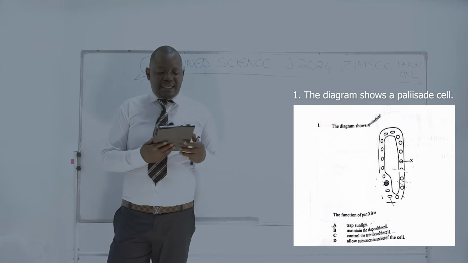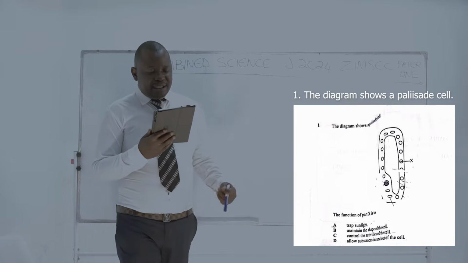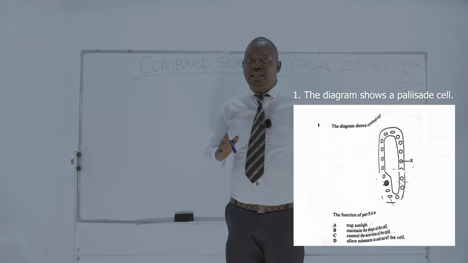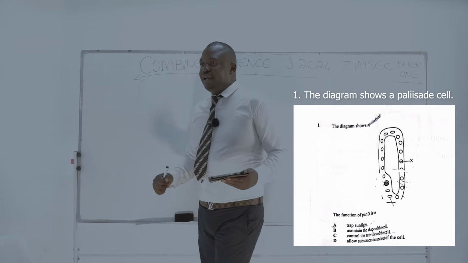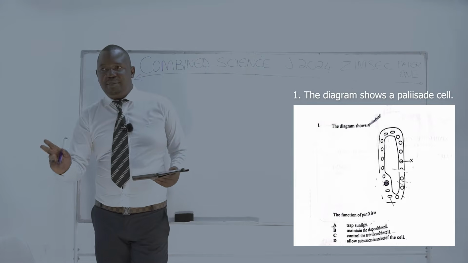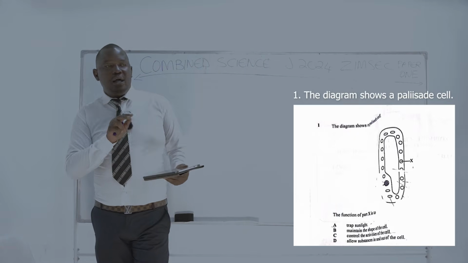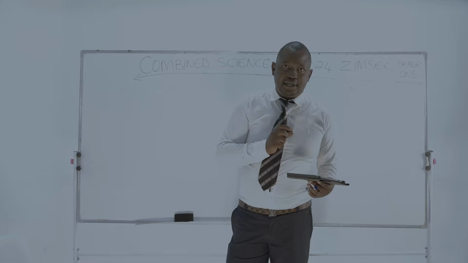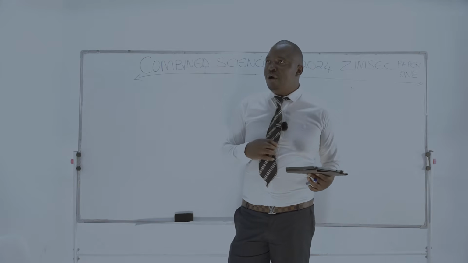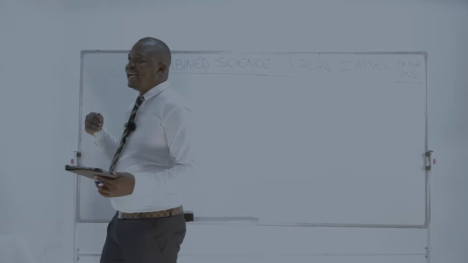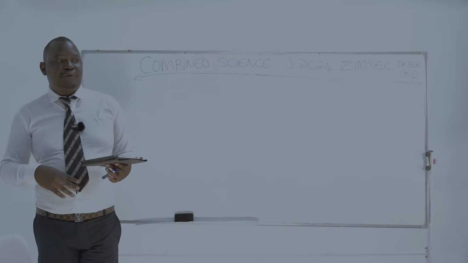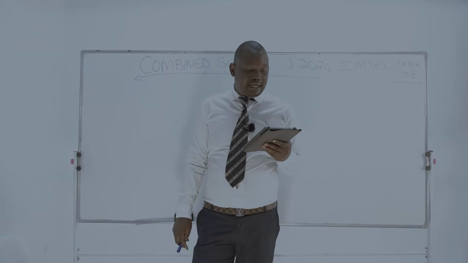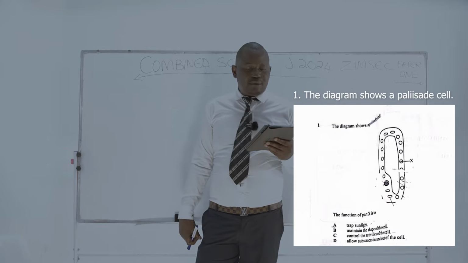The diagram shows a palisade cell. The function of part X is to... Right. Check, palisade cells are in a leaf. If you look at the internal structure of a leaf: the cuticle, upper epidermis, palisade mesophyll, spongy mesophyll, vascular bundle. The palisade mesophyll layer is immediately below the upper epidermis. The function of these cells is that they are the main photosynthetic cells where photosynthesis is carried out. Other cells also do photosynthesis, but palisade cells do it mainly. So, part X, what is the function?